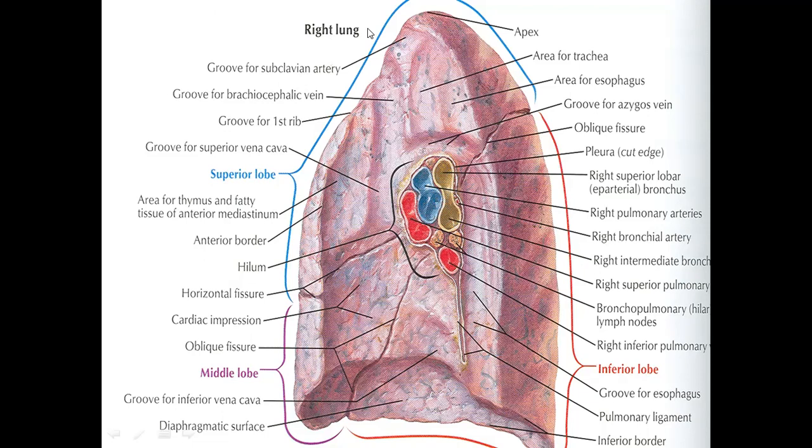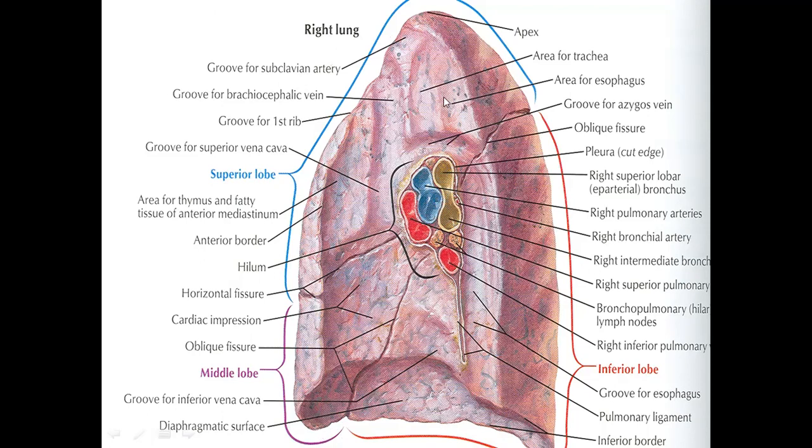So this is the right lung, and this is the upper part of the right lung, what we call the apex. While this is the lower part, right? This is resting on the diaphragm. This is called the diaphragmatic surface. Or, in other words, we can say it is the base. So it has an apex and it has a base or diaphragmatic surface, which is concave, resting on the diaphragm.